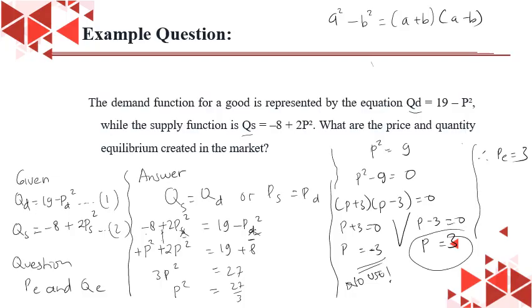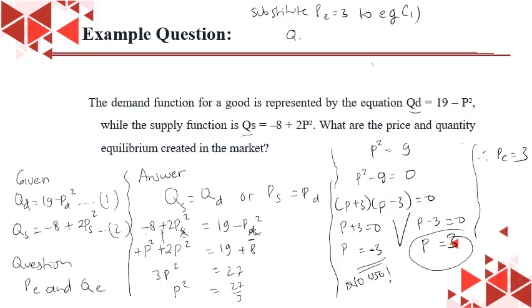Okay, now what is QE then? I will erase this first. So how to get QE? Again, by substituting PE equal with 3 into which one? Equation 1 or 2? It doesn't matter, it will give you the same answer. I will choose 1 then. Equation 1.